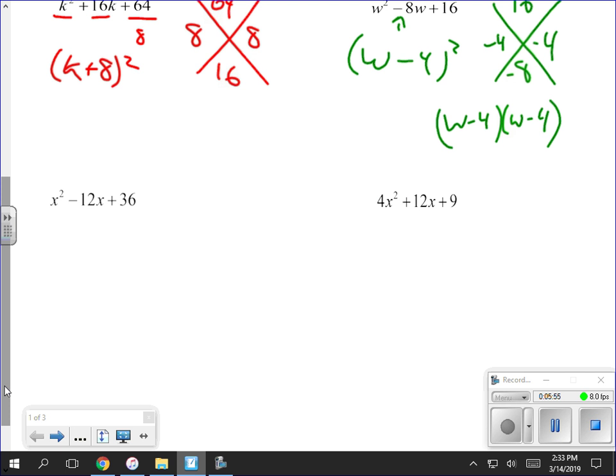So I want you to try both of these. Try and factor both of these. Give them a shot real quick. Okay, that should be enough time to be able to take care of those two.